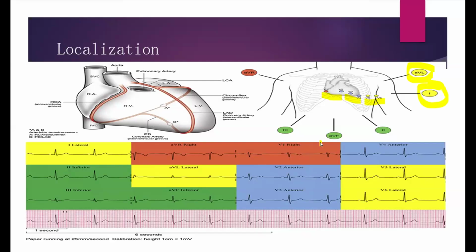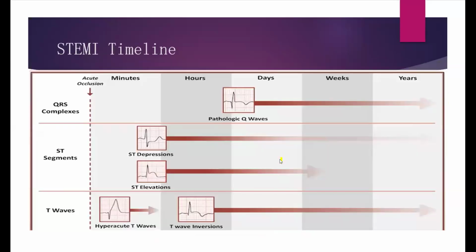And then you have the inferior leads, which are lead 3, aVF, and lead 2. So you can see here, inferior leads, lead 2, lead 3, and aVF. And lateral, you have lead 1, aVL, and V5, V6. And then you have the anterior leads, V1, which is septal, and V2, which is both septal and anterior. So that is how you localize this.